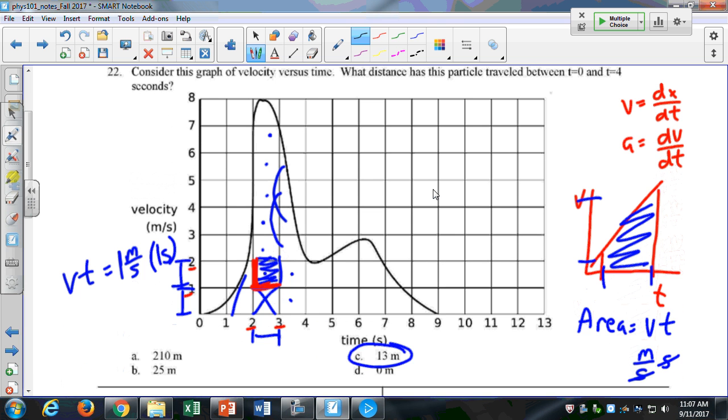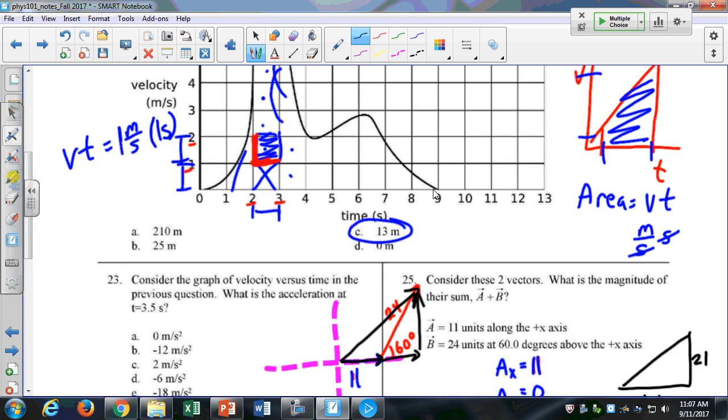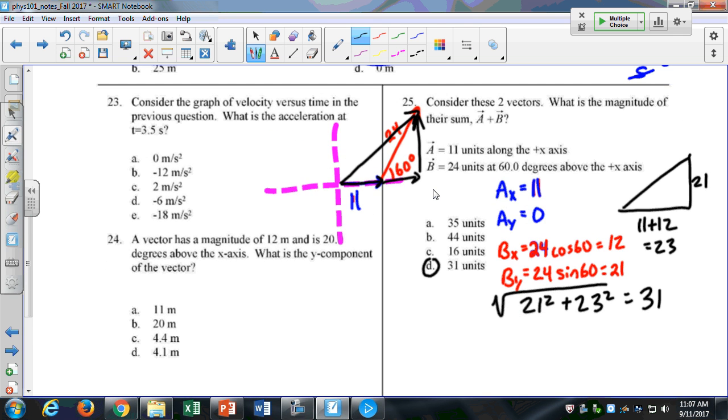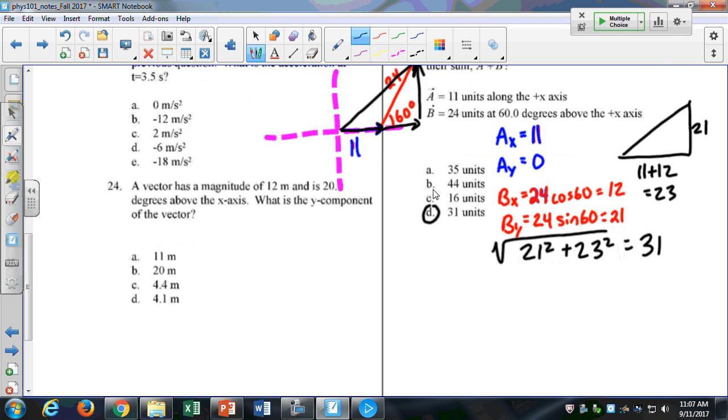You're going to have to find the distance that an object travels. If I have v versus t, how do I find distance? I find the area, right? And you're going to have vectors. I guess that's it. Yeah, and you have three vector questions.